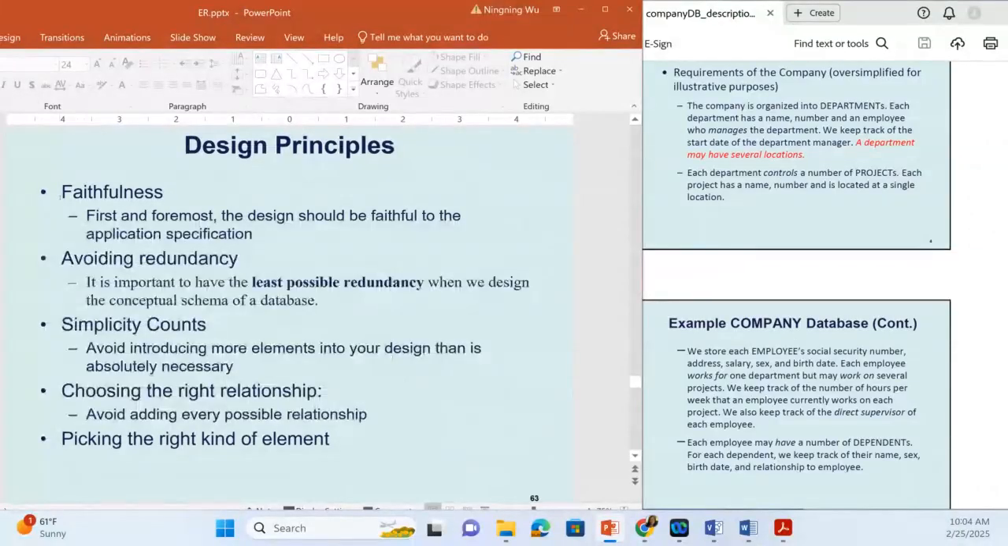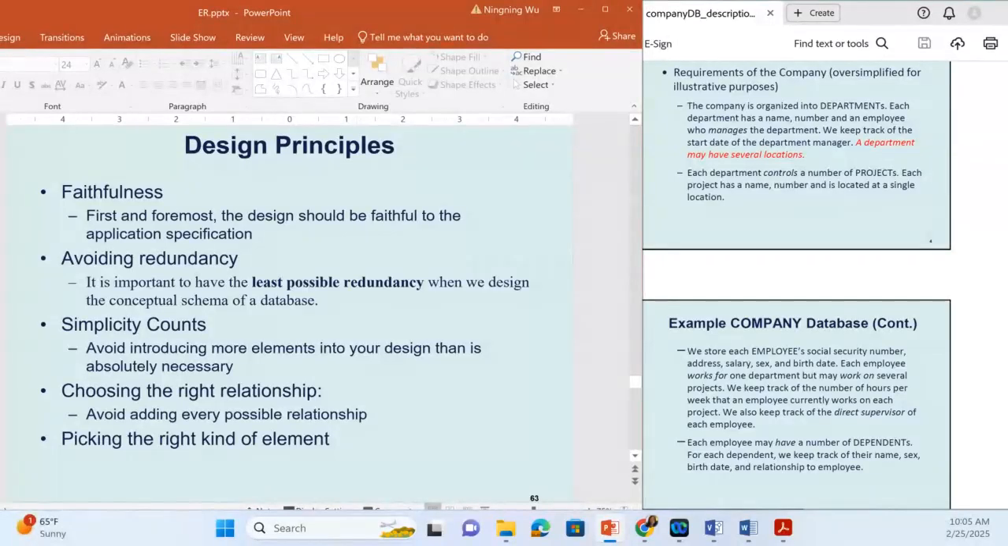Faithfulness means that you have to fully follow the data description faithfully when you design the ER diagram. Avoid redundancy means that during your design process, you have to identify the redundant attributes and remove them. And simplicity counts. Basically, we only model the relationship types as needed, solely based on the data description. If the data description does not inform any relationship type between two entity types, then you do not need to model them.